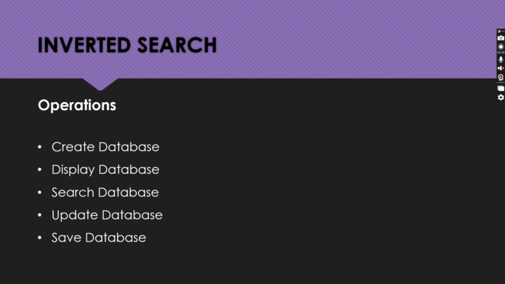Mainly, there are 5 operations we are doing in this project with the inverted index method. The first one is create a database. Initially, we want to create a database to store the words, to create the indexes with the words, and to get the path of which files contain these words. So we need to create a database.